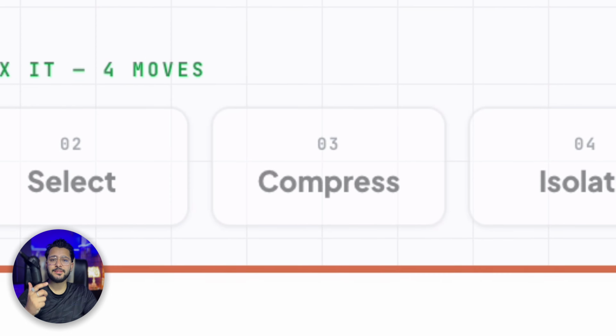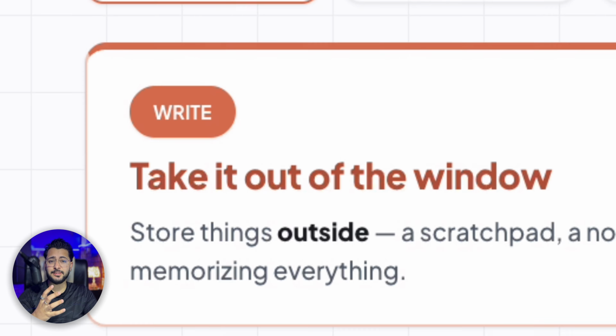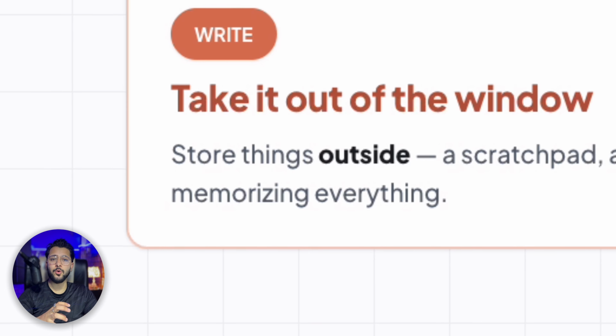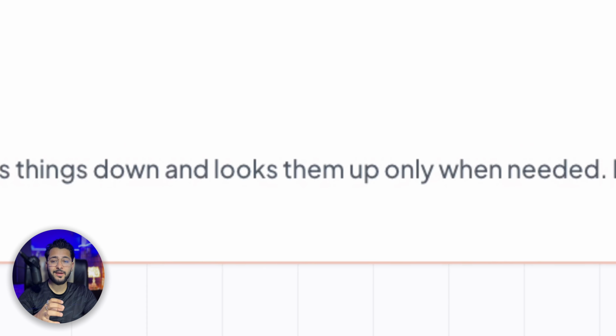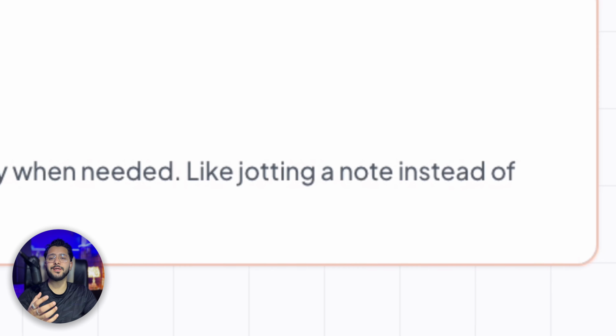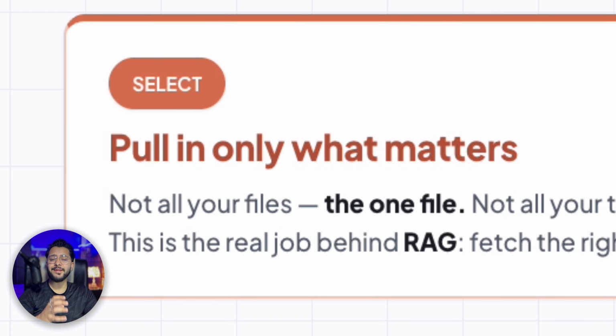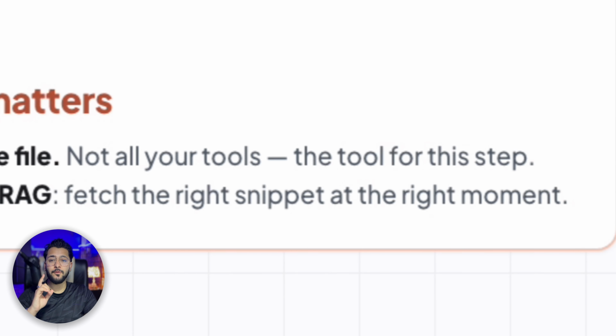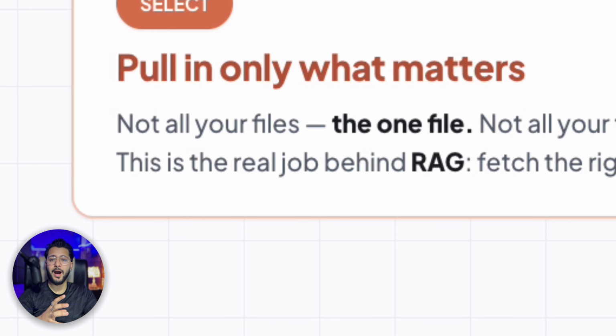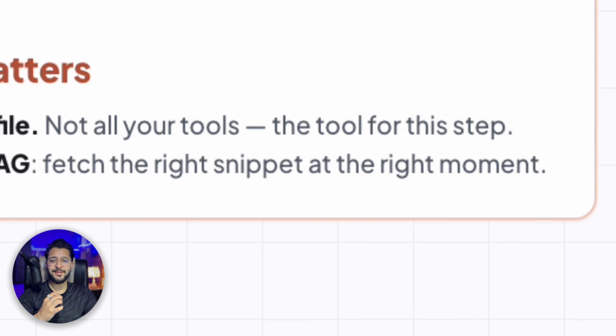So how do you fix it? 4 moves, that's the whole craft. Write, select, compress, then isolate. Write means take stuff out of the window, put it in a note, a file, a memory. The agent writes it down and looks it up only when it needs it, like you jotting a note instead of memorizing everything. Select means pull in only what matters right now, not all your files. The one file, not all your tools. The one tool. This is the real job behind that word you keep hearing: RAG. Grab the right piece at the right time.